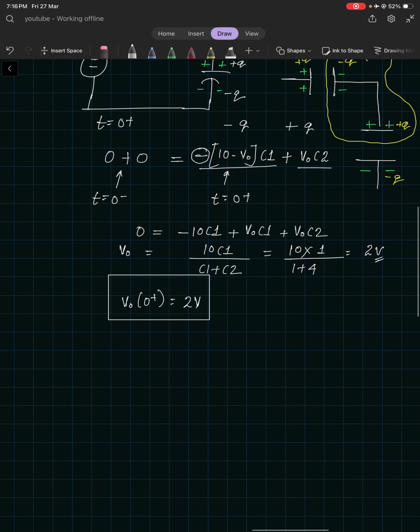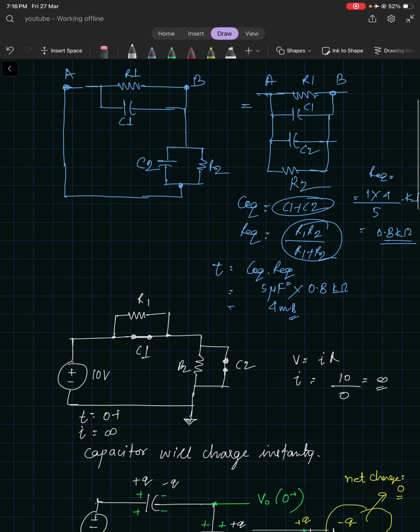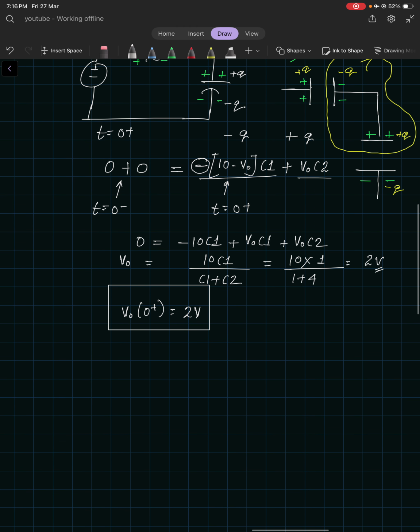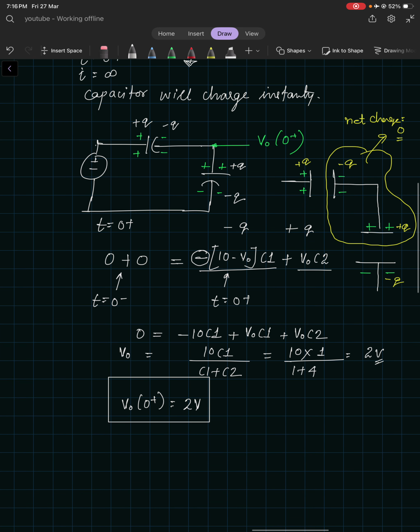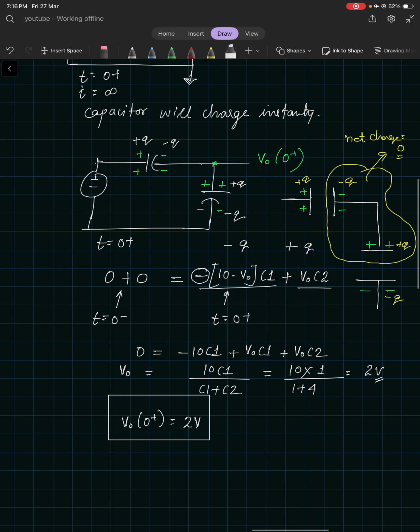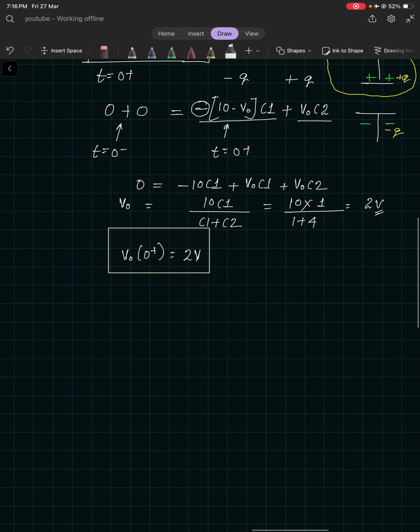Now we have achieved this one. What will be the final value? In the final value the capacitors would be completely charged. Whatever we have solved over here, this charge was only present at t is equal to 0 plus. Again it will keep redistributing itself. Now at t is equal to infinity, what will happen? Both the capacitors C1 and C2 will be charged and no current will be there.